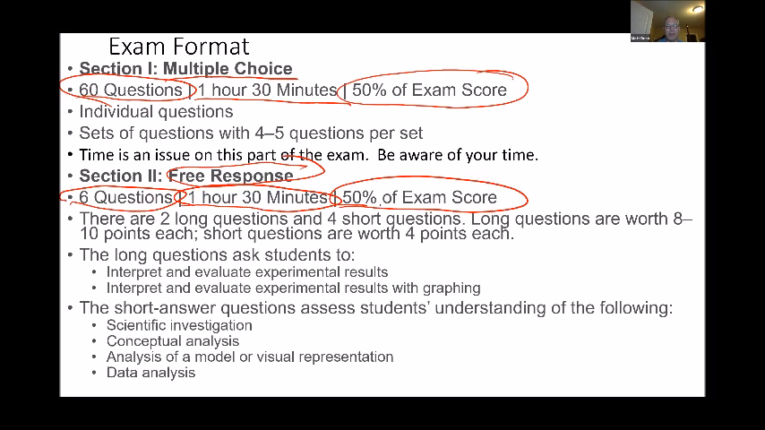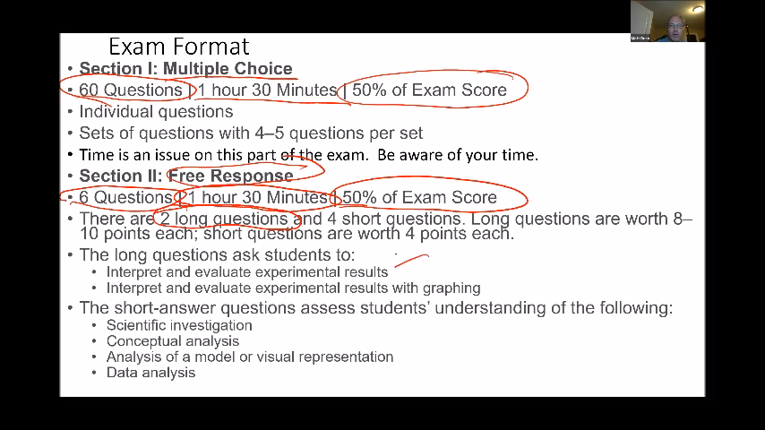The way the 6 questions are broken down, there are 2 long questions. Those should probably take you about a page of writing to answer, a page apiece. And then there are 4 short questions that you can probably answer in 3 or 4 good solid sentences. You do want to write everything in complete sentences. You want to use ink. We'll talk about one exception to that in a minute, as far as graphing, but you want to use ink as much as possible. So the long questions are worth between 8 and 10 points. It can vary from question to question. And the short questions are worth 4 points apiece.